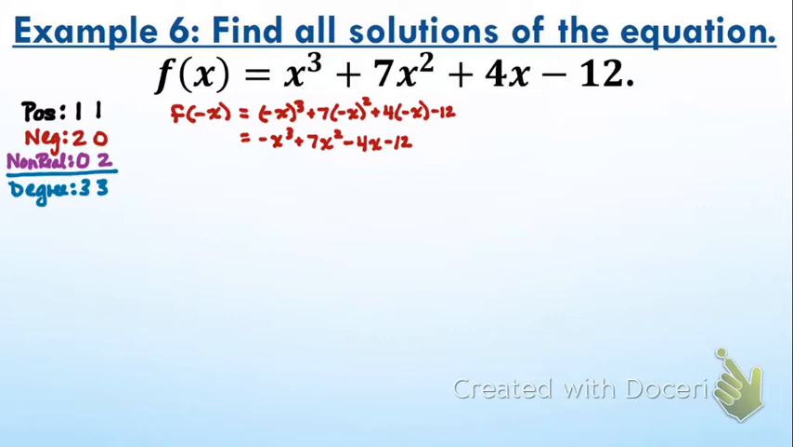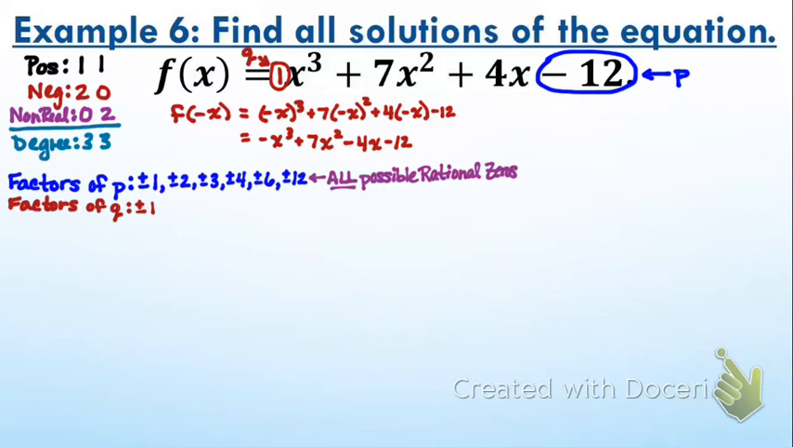All right, let's do P and Q so that we know what numbers to start guessing and checking with here. P is negative 12, so I've got plus or minus 1, 2, 3, 4, 6, and 12. Q is 1, so that list of factors of P is my exhaustive list of all possible rational zeros for this function. So I'm going to start substituting in, starting with 1.